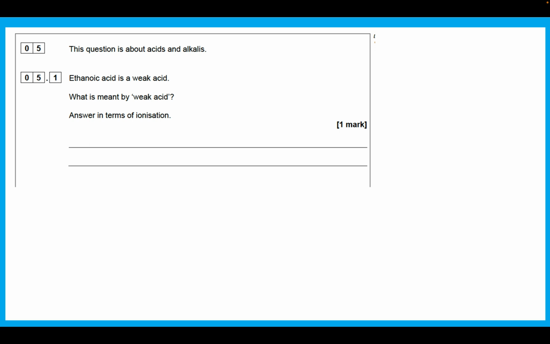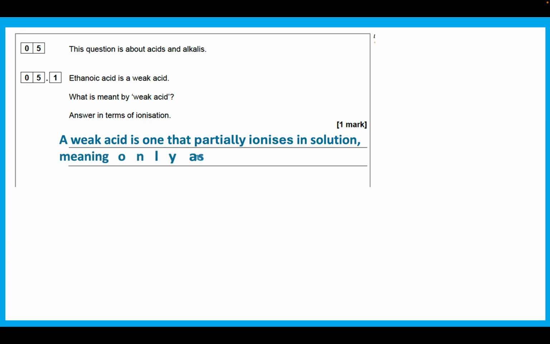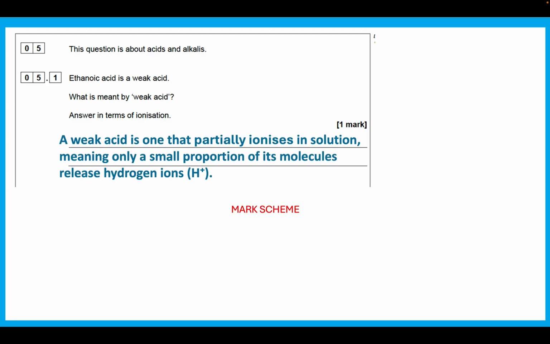Therefore, the answer to our question is, a weak acid is one that partially ionizes in solution, meaning only a small proportion of its molecules release hydrogen ions. This response fully aligns with the marking scheme.